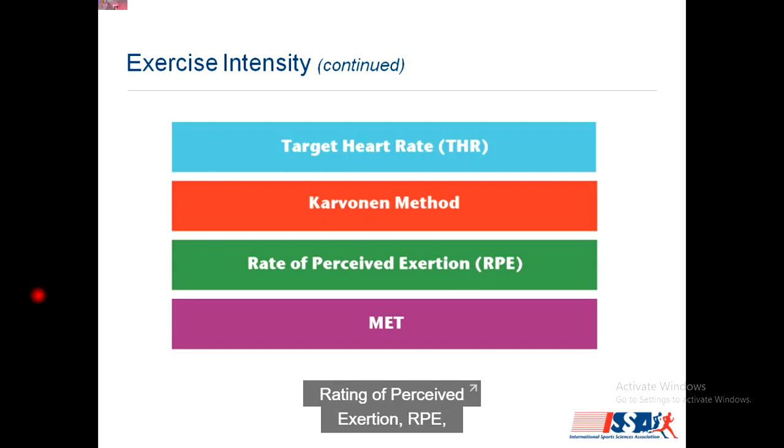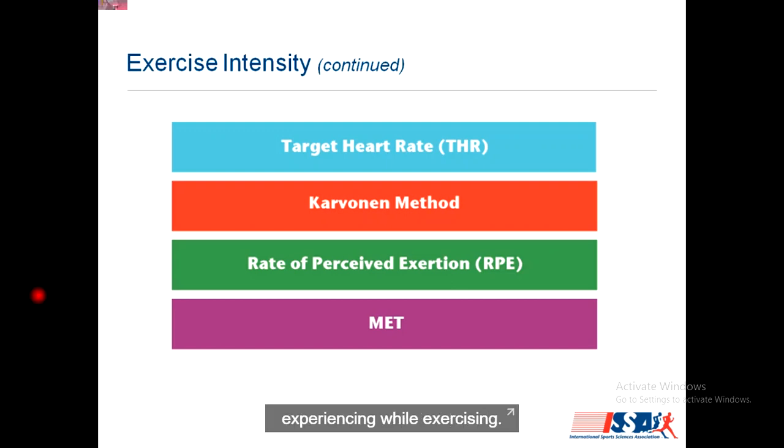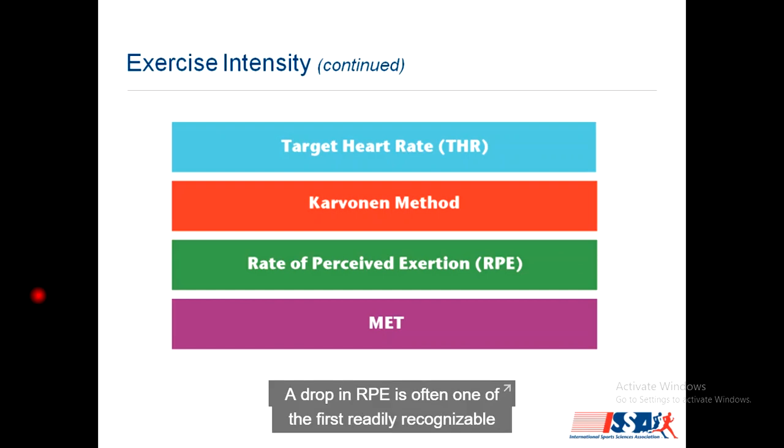Rating of perceived exertion, RPE, refers to the physical strain individuals believe they are experiencing while exercising. A drop in RPE is often one of the first readily recognizable measures of positive changes in aerobic fitness.